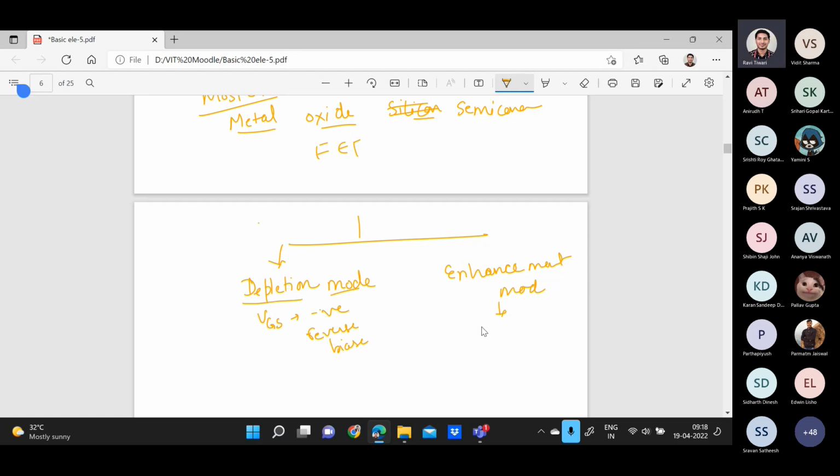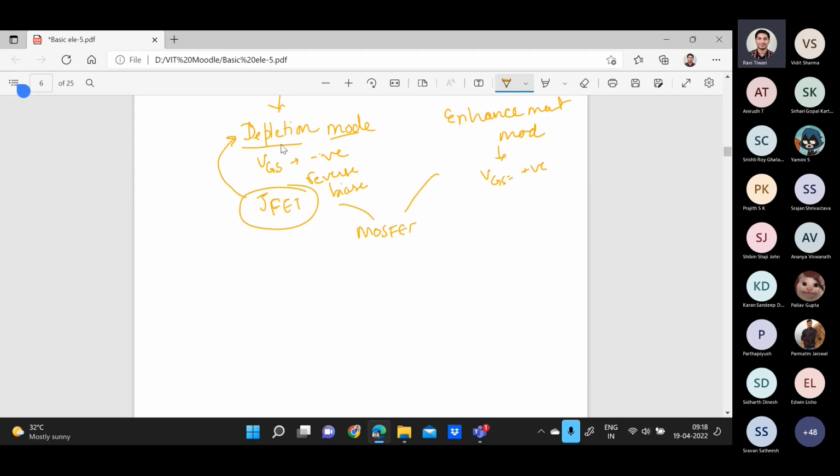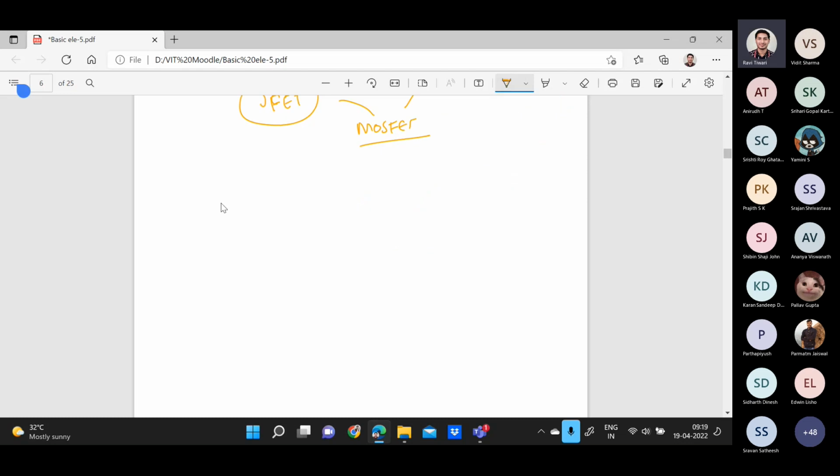In the enhancement mode, VGS should be positive, and that will reduce the width of the depletion region. That is the basic difference between depletion mode and enhancement mode. In case of JFET, the junction field effect transistor, only depletion mode is possible. But in case of MOSFET, both modes are possible. That's why we are moving towards the MOSFET, because here you can go for the depletion mode and enhancement mode in a single device. So what is the construction of a MOSFET?